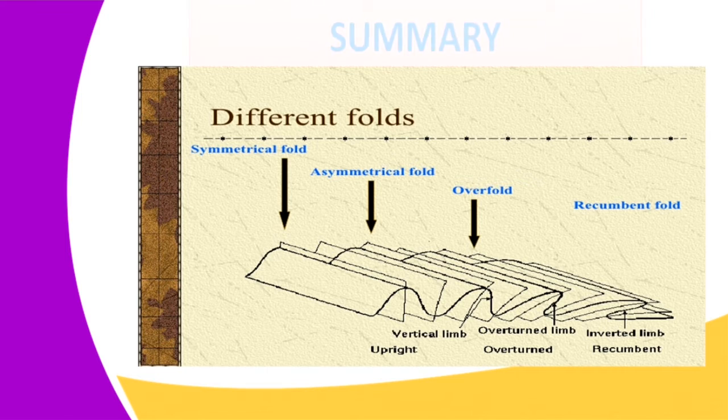We have the asymmetrical, where one limb is overlying the other side, while the overfold tends to fall on another fold. That's why you call it the overfold. We also have the recumbent fold.